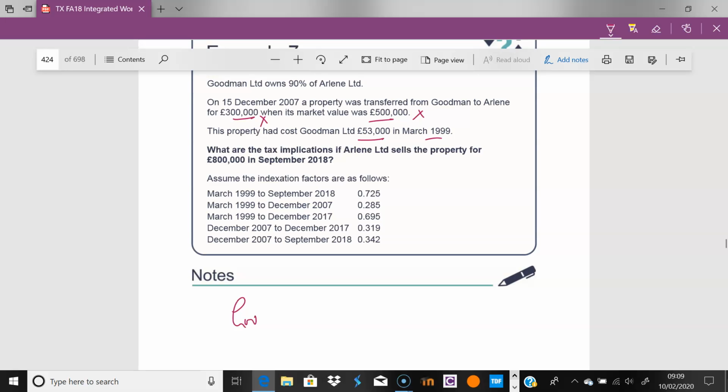Right. So let's just understand what's going on with this. Goodman picked this thing up for 53,000, March 99, and it gave it to Arlene on the 15th of December. So here we are, 15th of December. So this is my indexation calculation. Ultimately, this is by how much the price has risen due to pure inflation. And that's what I want to account for, because it's unfair, right? They'd be taxing inflation. Because when I come to sell it, if you don't account for this, you'll just have this gain. That's just inflation, and that's not really fair.